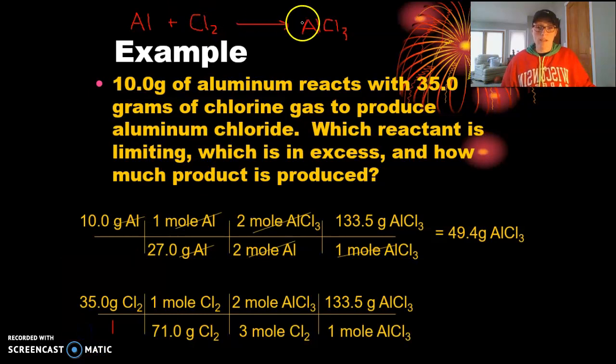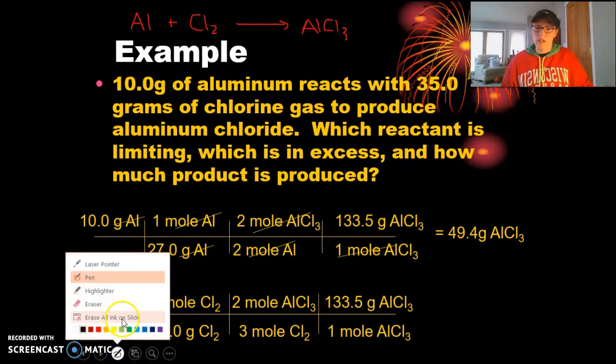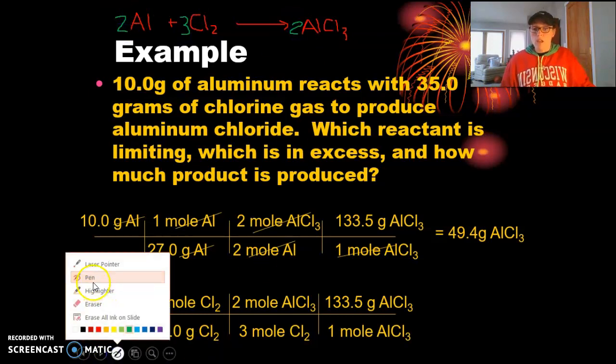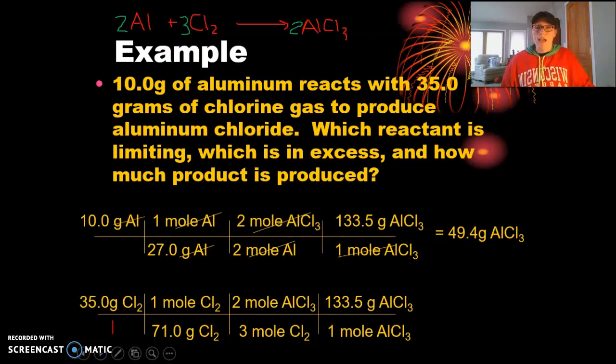So we talked about the fact that we needed to have 6 chlorines. Wrong color, sorry. To have 6 chlorines, we're going to need to have a 3 over here and a 2 here to balance out the aluminums. Then we need to have a 2 here. That helps us to see that when we convert from grams to moles, we can use the number from the periodic table.